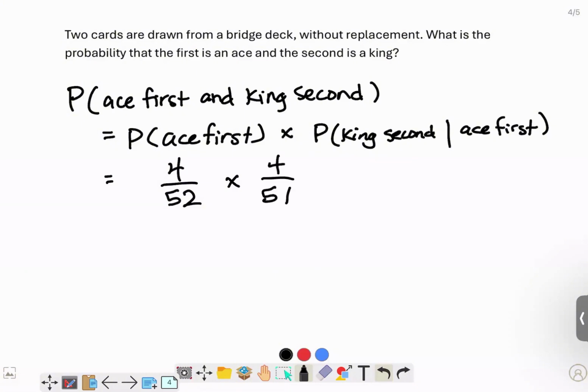All right, so we'll just multiply these. It's going to give us 16 over, let me reduce it from here. Okay, so that amounts to 4 out of 663. That's the probability of choosing an ace first and then a king second. We're choosing 2 cards out of the deck without putting the first one back.